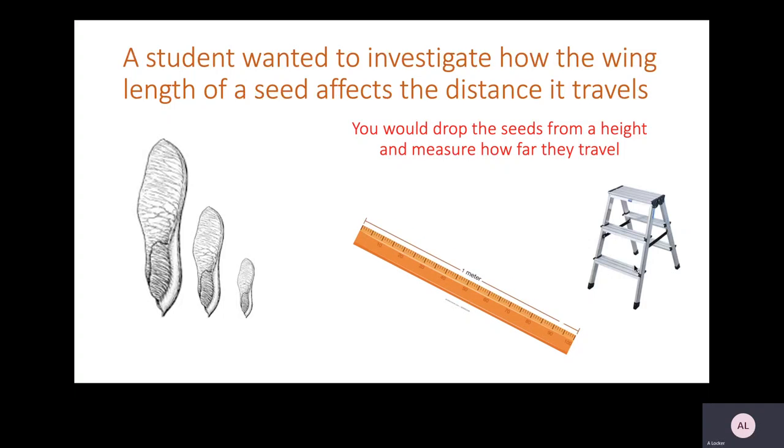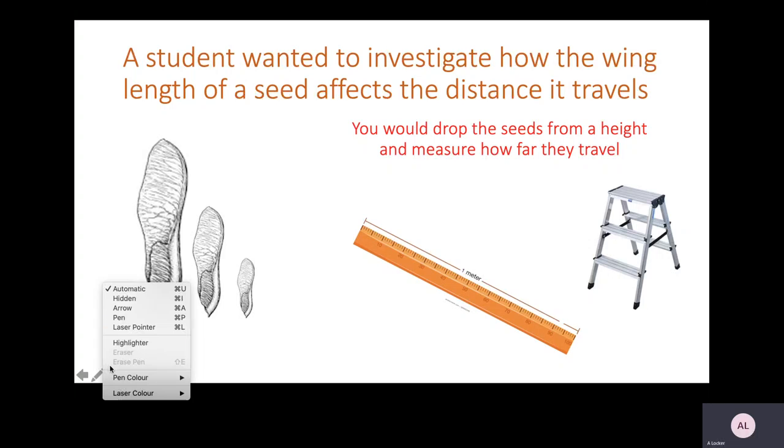Right, so fingers crossed you did that. What you could do is stand on the step ladder, hold the seed up at a height, let go of it, and then measure how far it's travelled away from where you've been stood. And you'd use the different wing lengths, drop those, and then measure how far they've travelled.